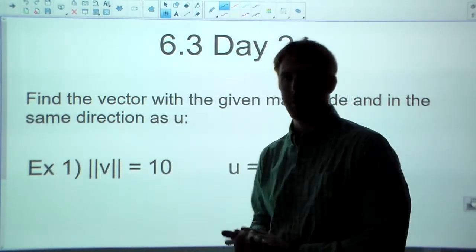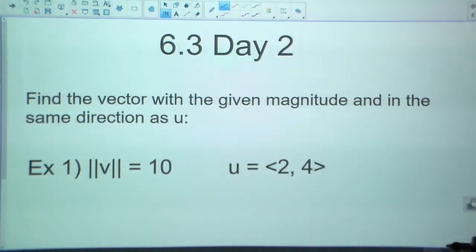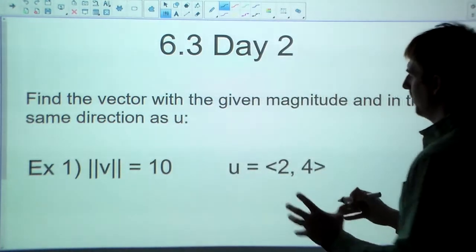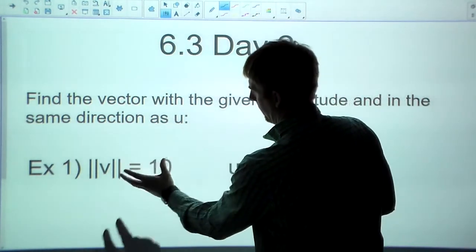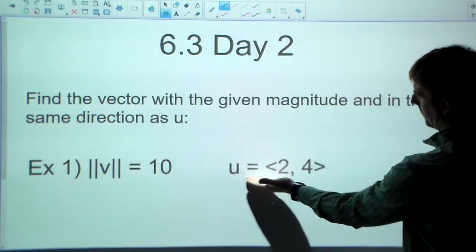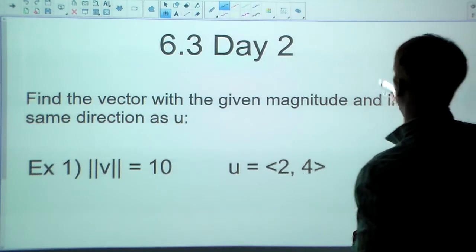A few more additional topics about vectors here. First problem: find the vector with the given magnitude in the same direction as u. I'm going to begin by sketching this out. I'm looking for a vector that has a magnitude of 10. It's in the same direction as this vector u, which is 2, 4.